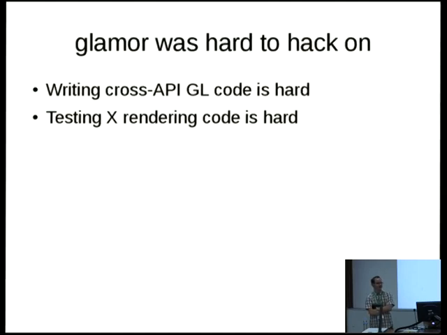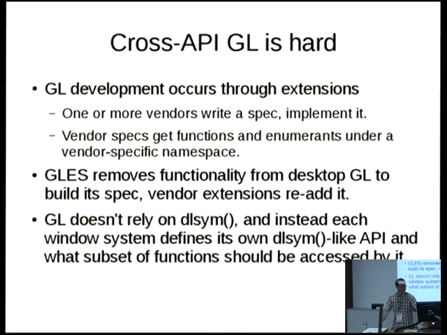Writing cross-API GL code is hard. There were some attempts to port Glamor to OpenGL ES. GL ES is the sort of crippled OpenGL subset. They just take the OpenGL spec, rip out a bunch of things they think people don't want, and say, here's a nice small OpenGL that's easy to implement. And it turns out that actually people wanted all those features, and then they slowly stuff them back into the spec. The other thing was that testing X rendering code is hard, and I'll get into these two things.